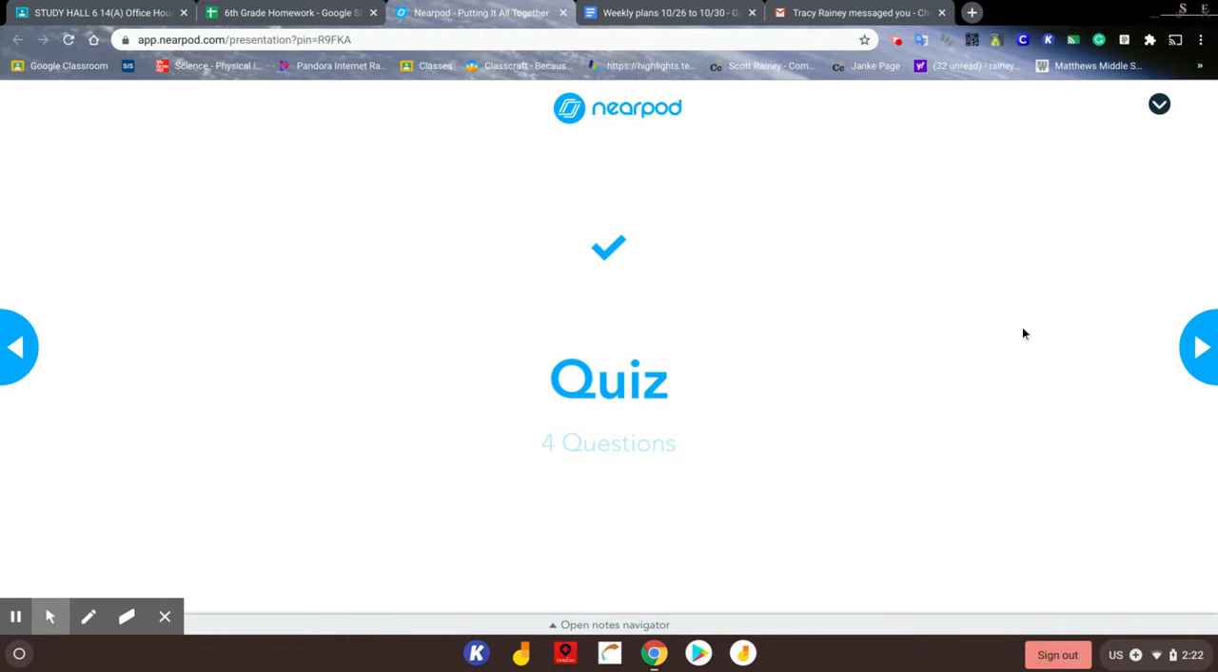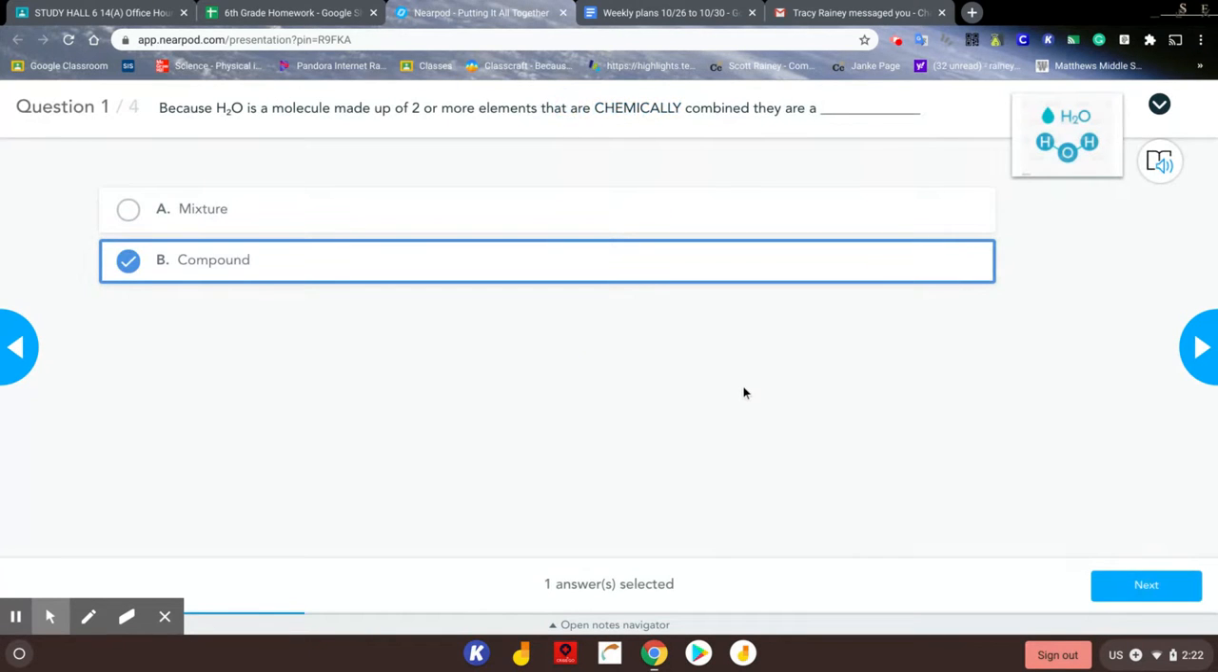From there, we went on to a quiz talking about water, which is our first substance. Because H2O is a molecule made up of 2 or more elements that are chemically combined, it is a compound. I always connect chemical and compound. They both start with C. If it's chemically connected, that is a compound.